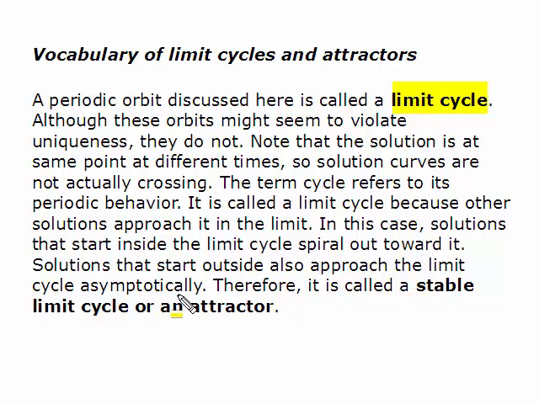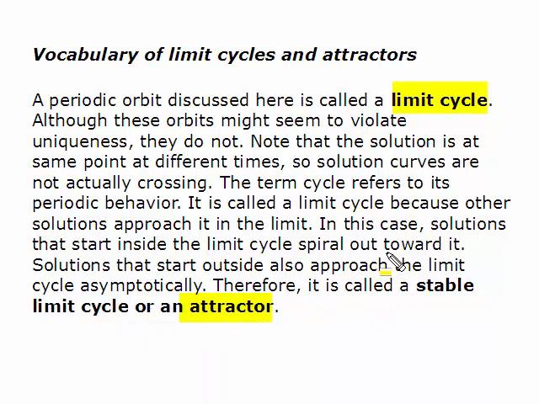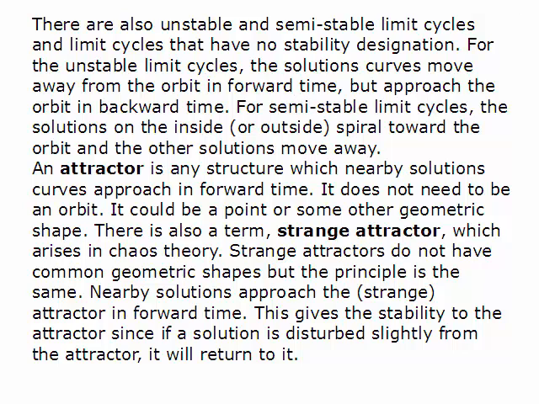Now if it's stable, it's called an attractor. There could be limit cycles that aren't stable. It could be semi-stable or not stable, unstable, but the stable one is called an attractor. So here's that stable one called an attractor, and that makes sense because nearby solutions are approaching it in forward time. So that sort of makes sense.